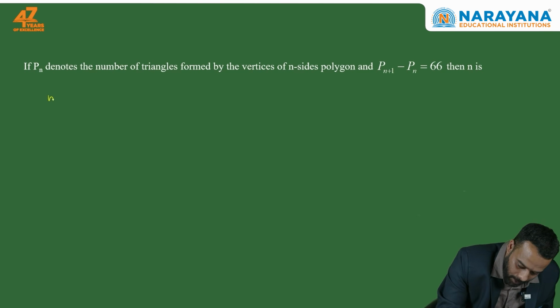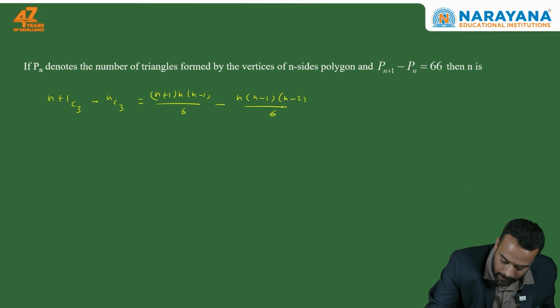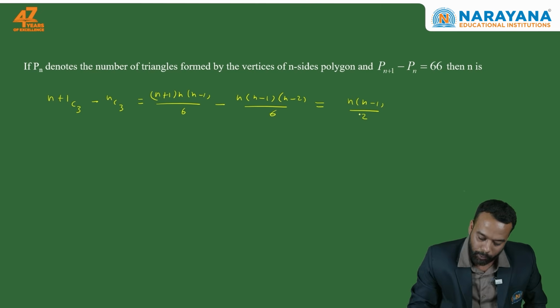So our expression will look like (n+1)C3 minus nC3. That becomes (n+1)n(n-1)/6 minus n(n-1)(n-2)/6, which simply becomes, if I take n(n-1)/6 common, n+1 minus (n-2), that is 3, and that will cancel the denominator, so it becomes 2.